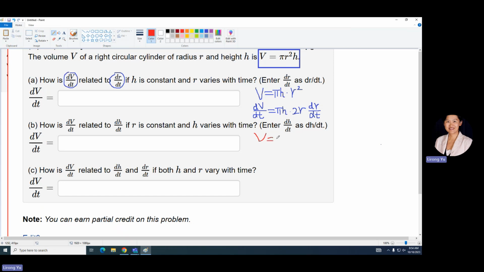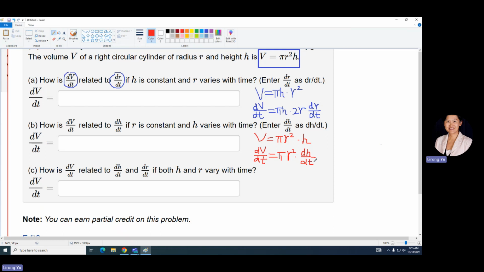V equal to pi r squared h. r is a number, pi is a number. So pi r squared is a number. h is the only variable. So this is a number times h. V equal to a number times h. So if you're trying to find the derivative, since the only variable is h, dV/dt equals the coefficient. The coefficient is the number multiplied by the variable, so it's pi r squared times dh/dt.